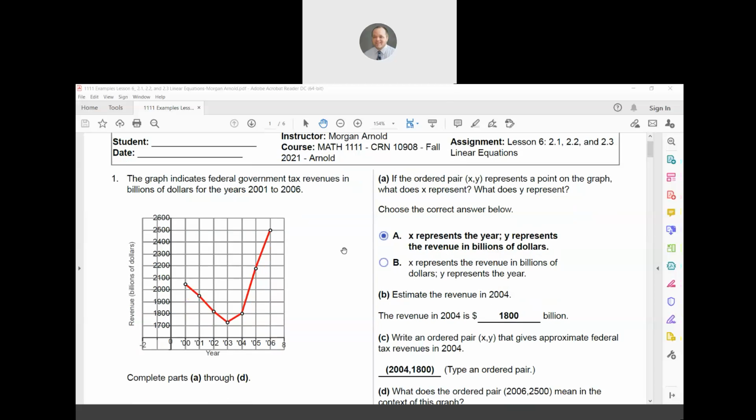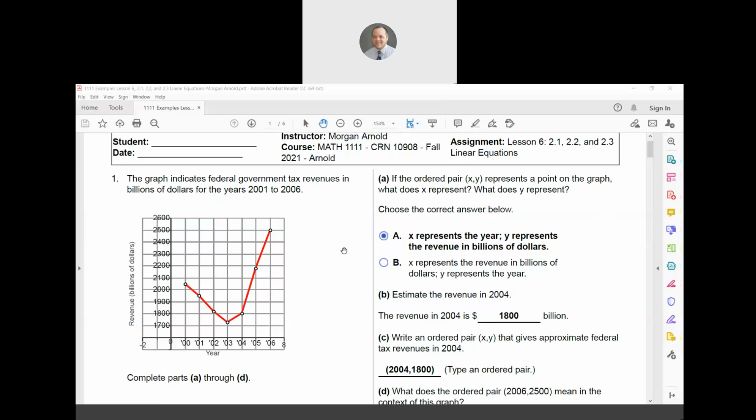All right, first question. Again, this is a redo, so I apologize because I was not sharing my whiteboard. Question one, the given graph indicates federal government tax revenues in billions of dollars for the years 2001 to 2006.